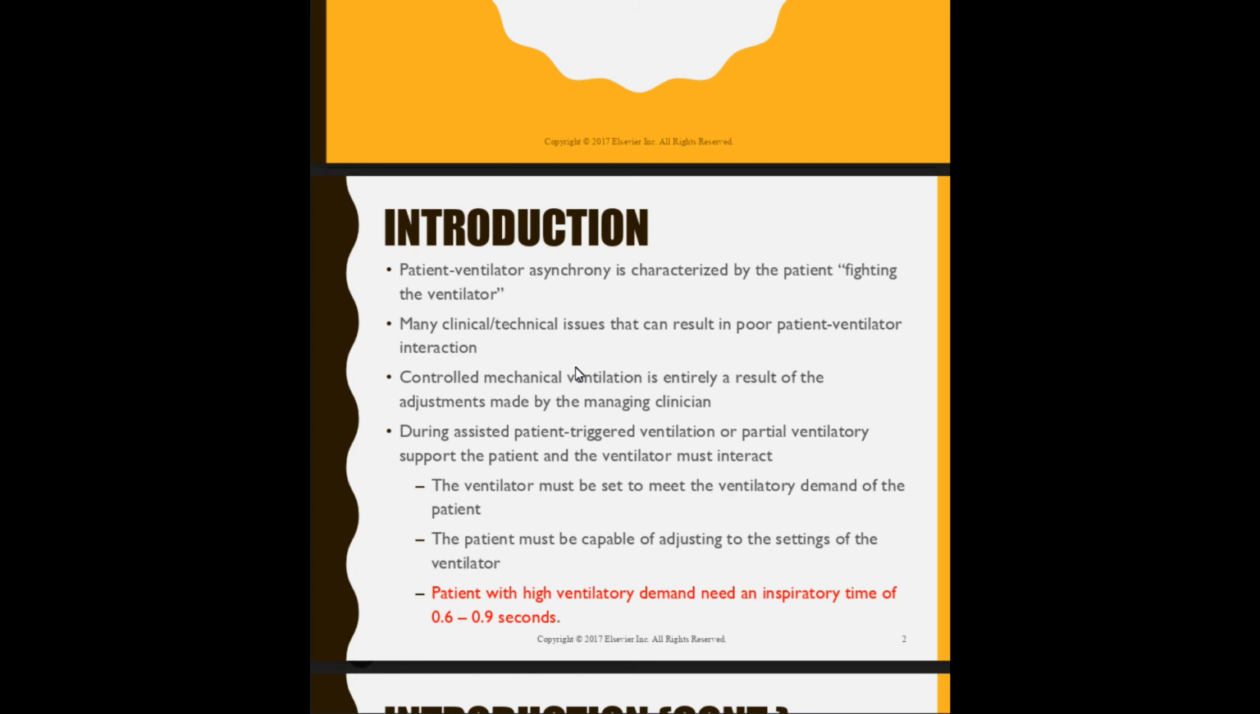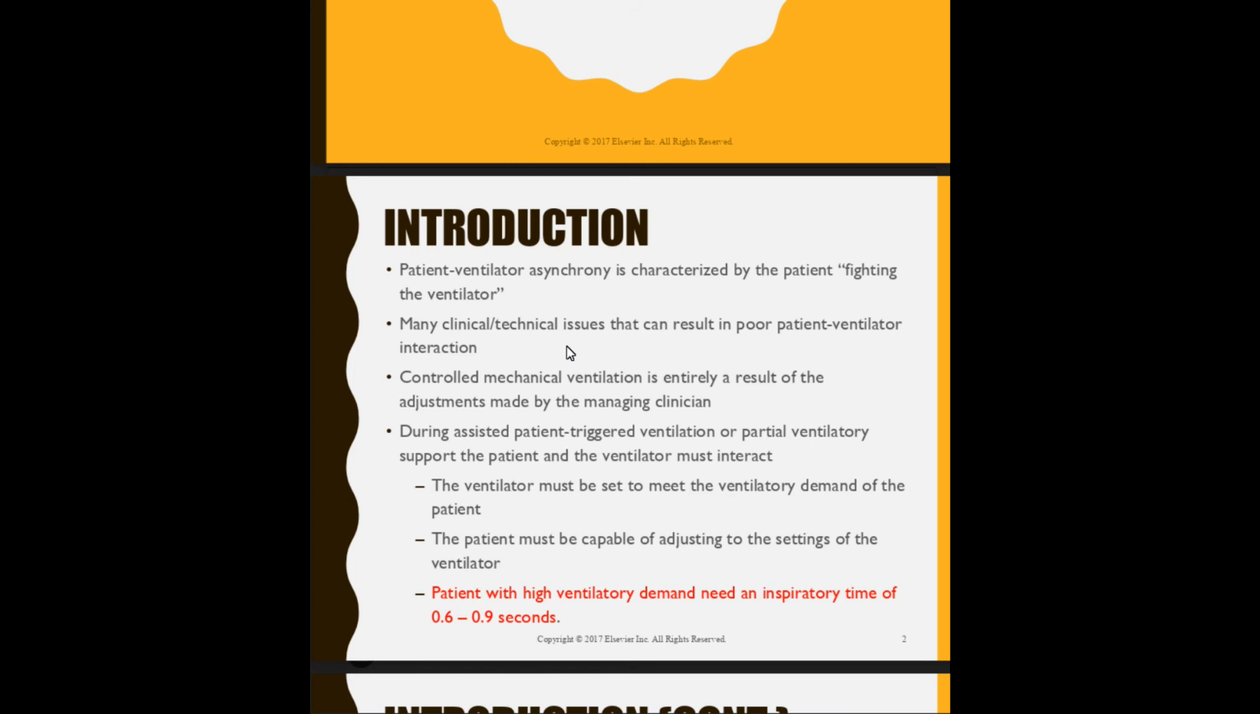Okay? Sometimes they're flow starved, and that's where we as therapists fail to provide flow to the patient that's adequate to create the tidal volume. And there's other ones too, as you'll see later on. Now, again, you have clinical technical issues that could cause poor patient-ventilator interactions. It could be physiological, or it could just be the ventilator itself.